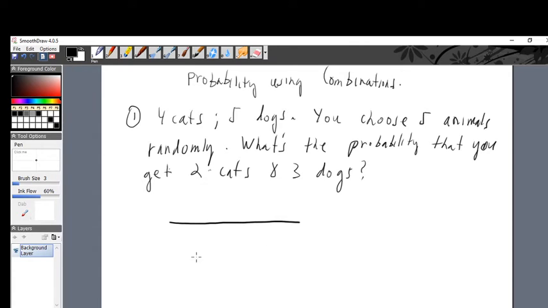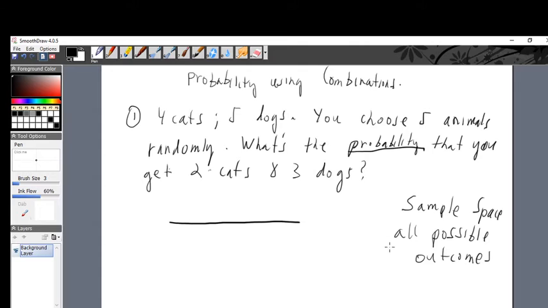Okay, so if that's the case, what is the sample space? This is a probability question. So we need to figure out what the sample space is, and that's going to be all the possible outcomes. Remember what sample space means, all possible outcomes. And where is that going to be put? That's going to be put in the denominator.